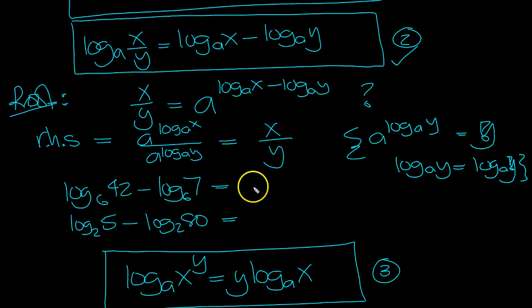So minus, you divide the top over the bottom. This is log 6 of 42 over 7, which is 6. And what power do you raise 6 to get to 6? You raise it to the power 1, don't you? That's the logarithm.